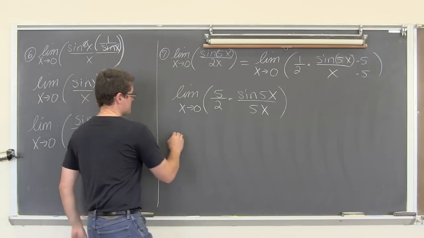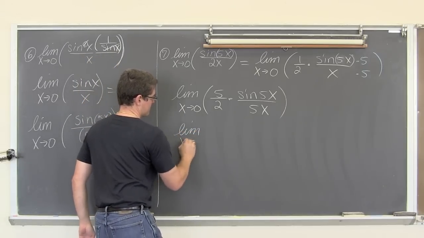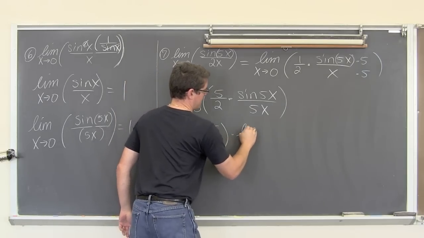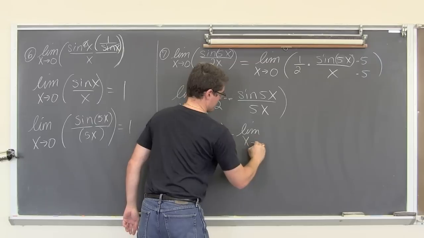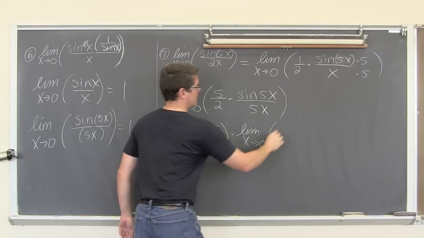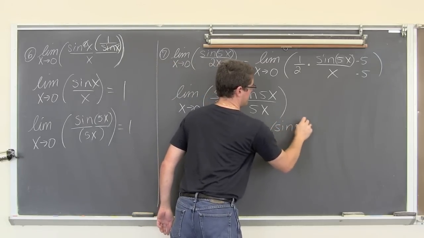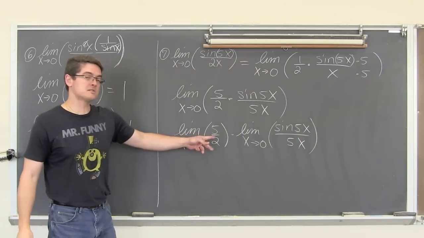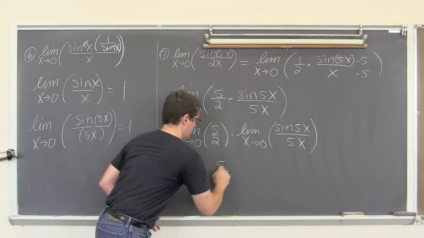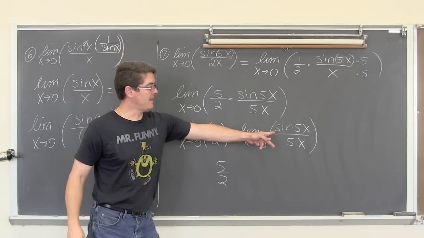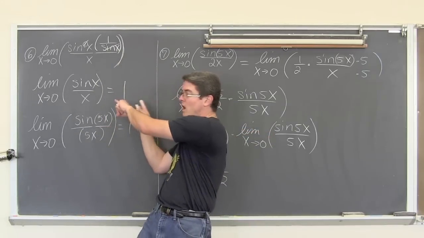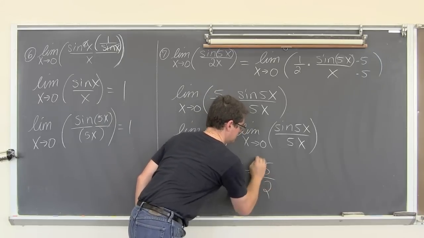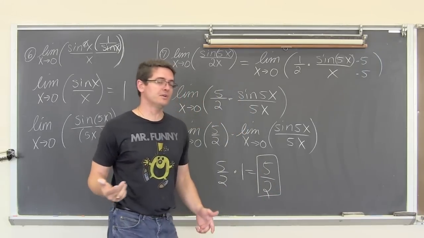Well, now this becomes the limit as x approaches 0 of 5 over 2 times the limit as x approaches 0 of the sine of 5x over 5x. This is a constant, so this is 5 over 2. That is equal to 1. So that's equal to 5 over 2.